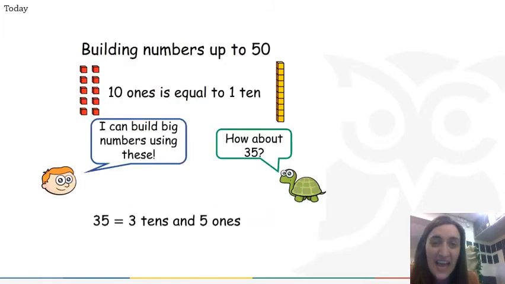And Tiny says, how about 35? He says 35 is equal to 3 tens. So can you put your objects into 3 piles of 10 and 5 ones, 5 separate ones to make 35? Can you make 35?